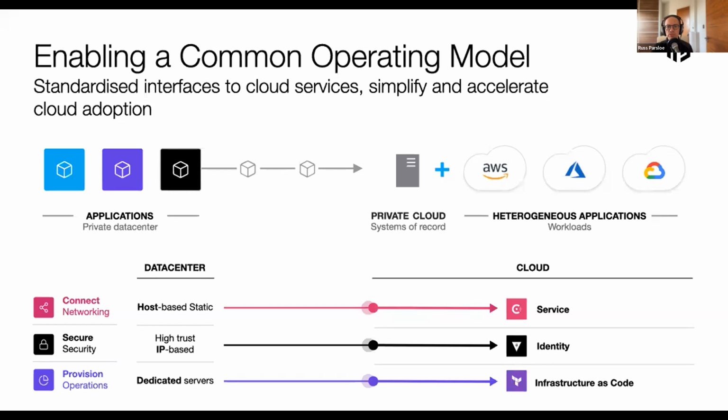But as we move towards the cloud, we're using a service-based approach. We know that the web application needs to talk to the database, for example. Those are services, and we use that paradigm versus the old host-based or IP-based systems that we used to use in the past.